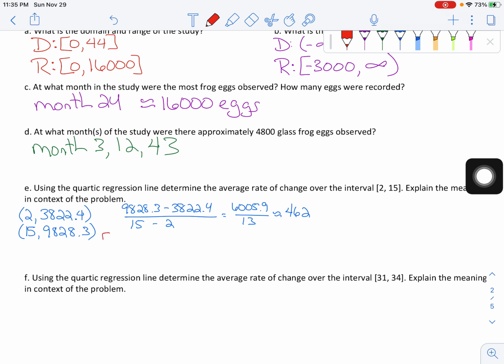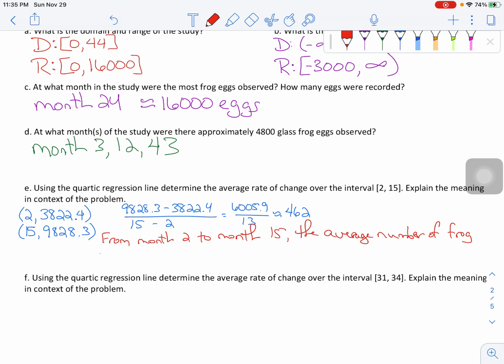Okay. So from month 2 to month 15, the average number of frog eggs was increasing by 462 eggs per month. Okay, so a couple of things to recognize.